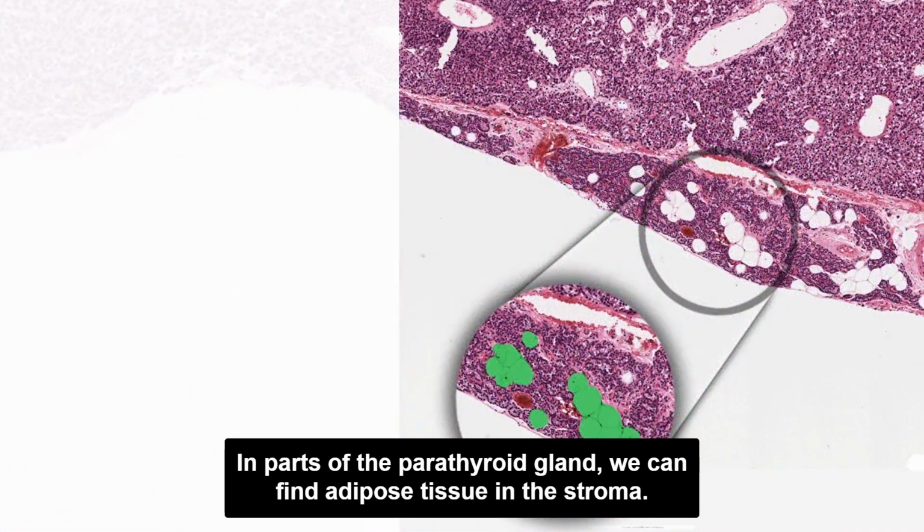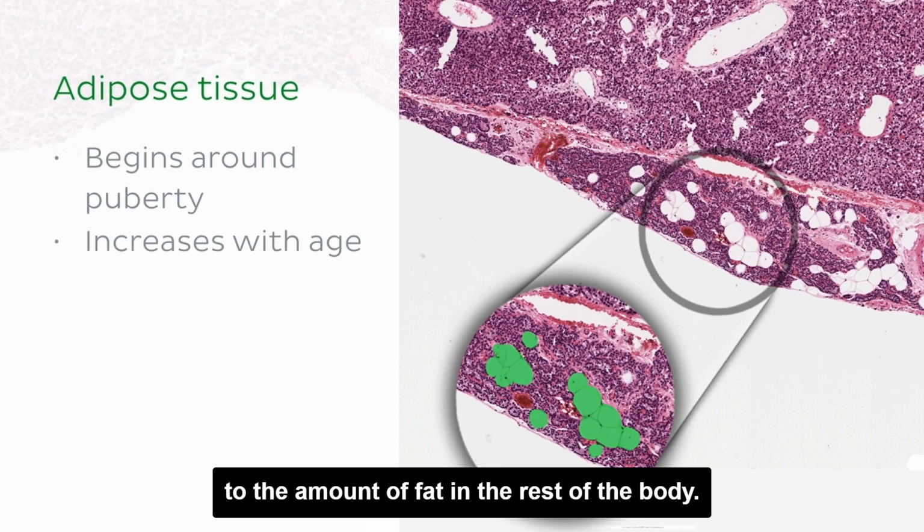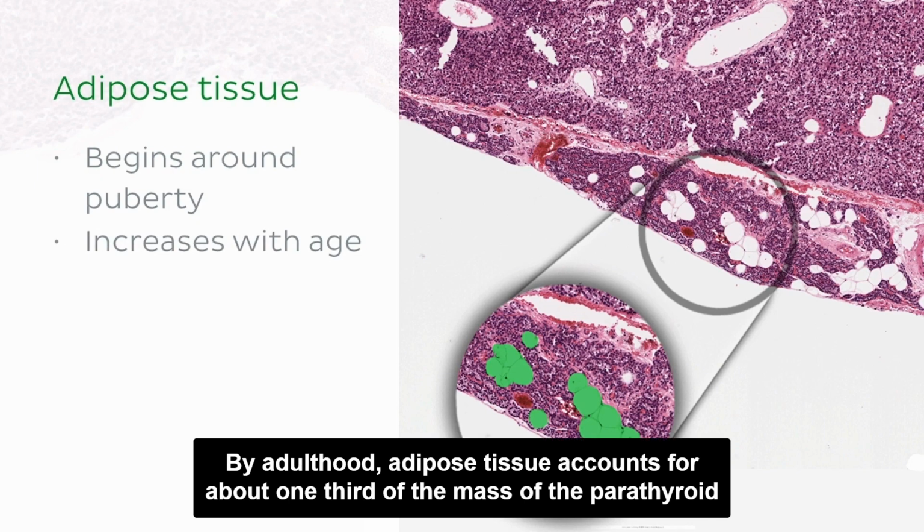In parts of the parathyroid gland, we can find adipose tissue in the stroma. This is also something that begins around puberty, increasing with age, and is proportional to the amount of fat in the rest of the body. By adulthood, adipose tissue accounts for about 1/3 of the mass of the parathyroid gland.